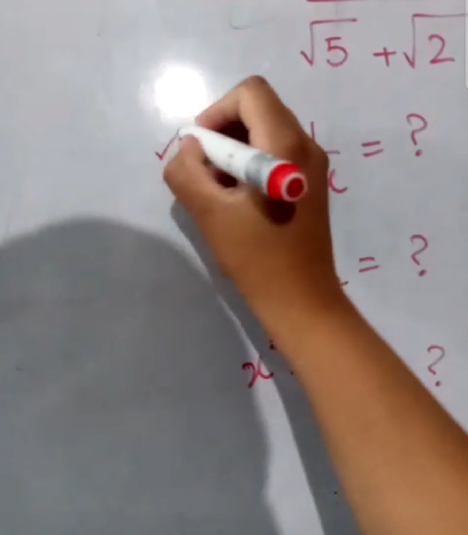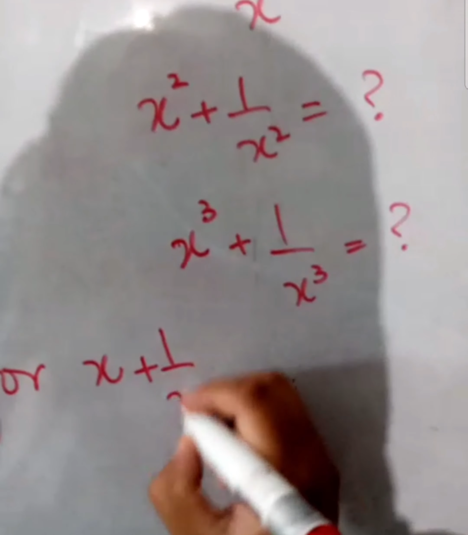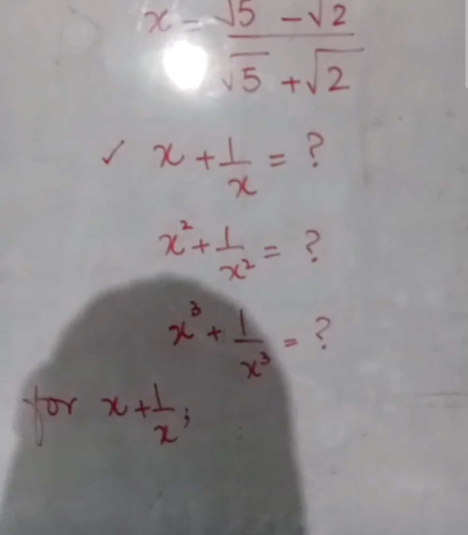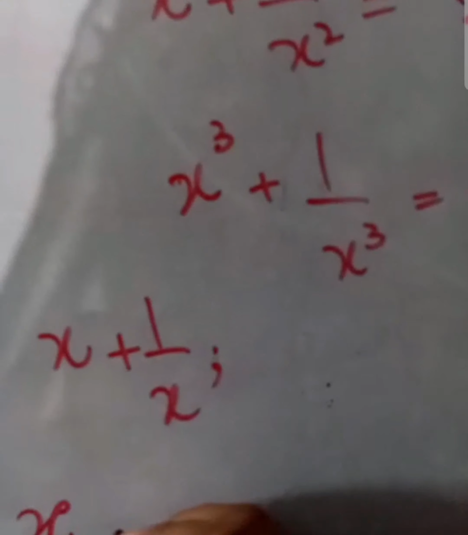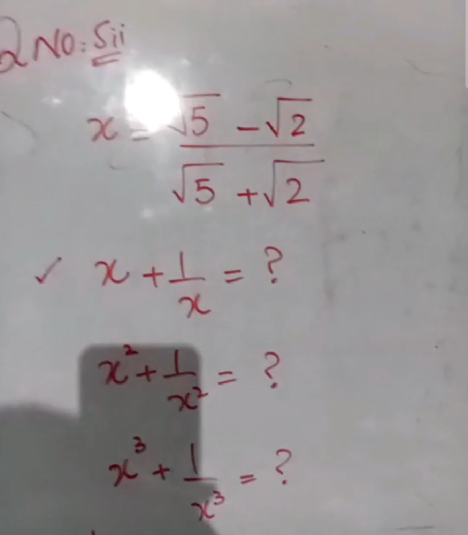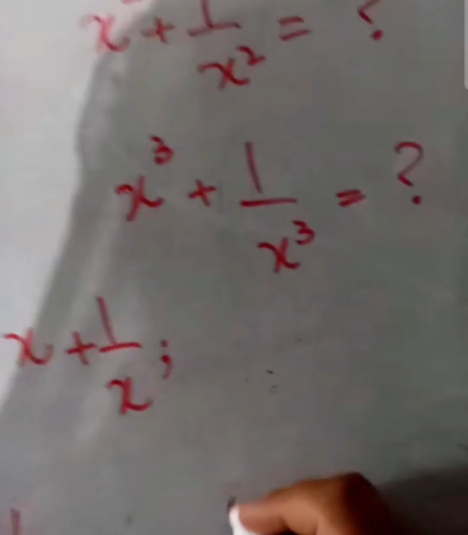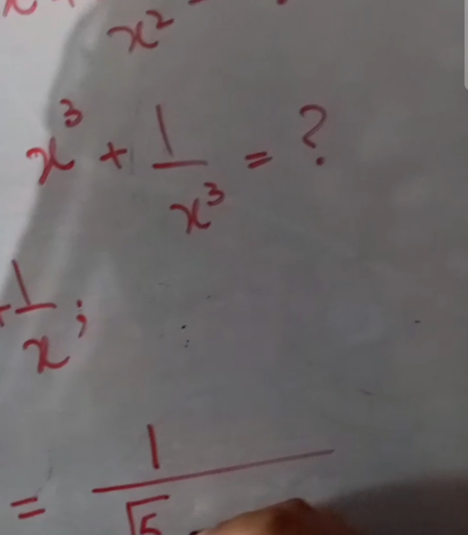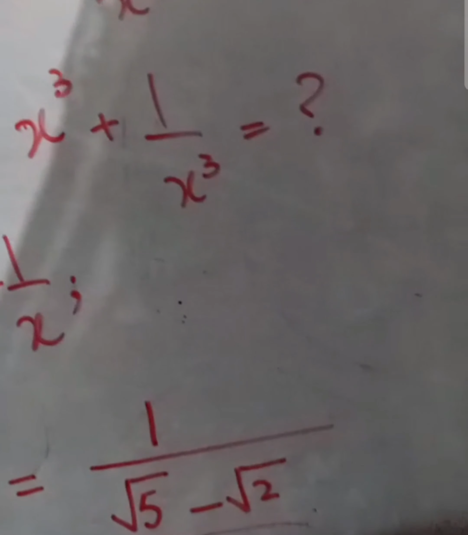First of all, for x plus 1 by x, do we have the value of 1 by x? No, ma'am. Still find it. And here the value for x is square root 5 minus square root 2 divided by square root 5 plus square root 2. And the value for 1 by x will be 1 divided by (square root 5 minus square root 2 divided by square root 5 plus square root 2).